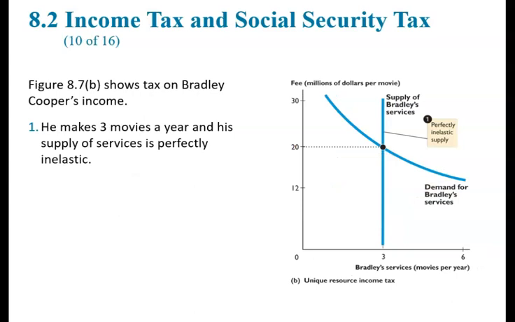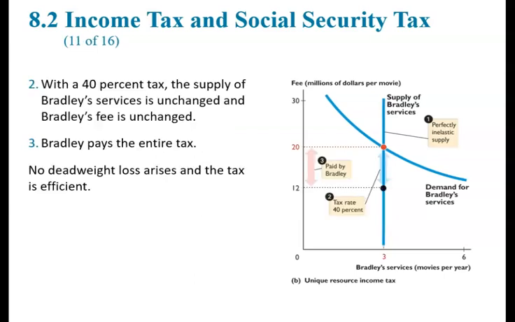Now let's take a unique example. We'll take a look at the supply of Bradley Cooper's services and the demand for Bradley Cooper's services. Bradley Cooper is known to make only 3 movies a year, which means that the supply of Bradley Cooper's services is a perfectly inelastic supply curve. It always remains at 3. So no matter what the price is, Bradley Cooper only supplies 3 movies a year.